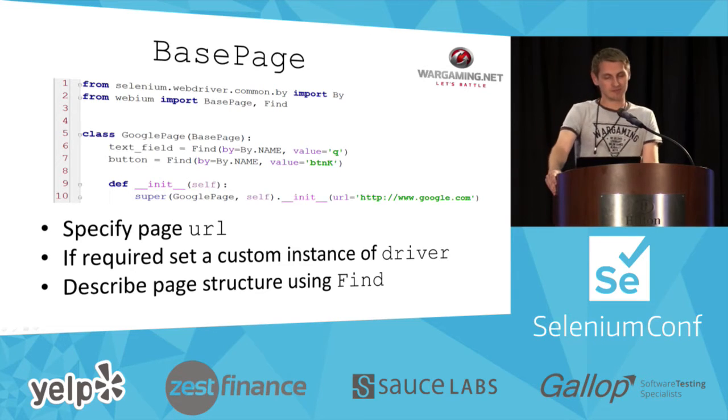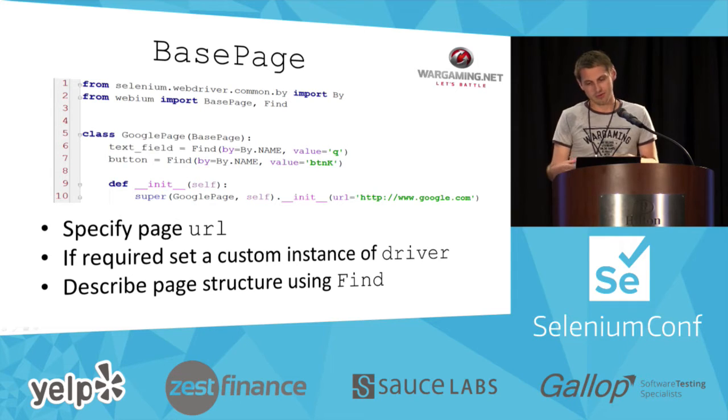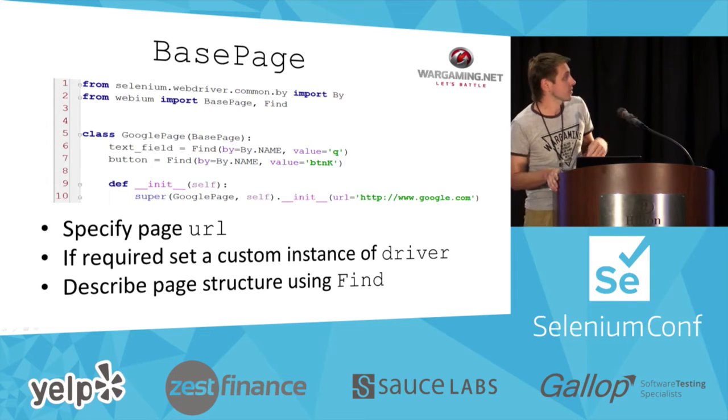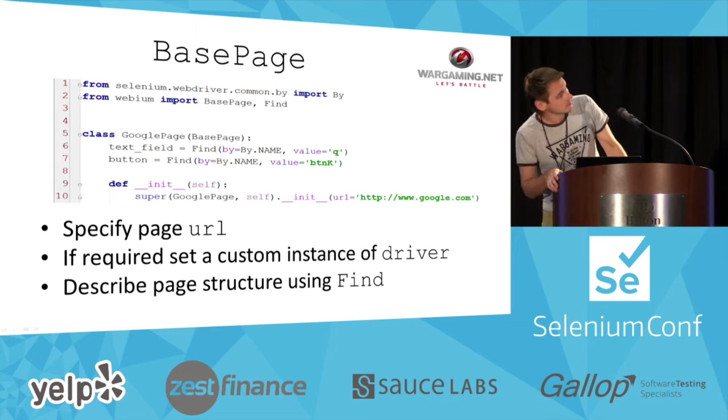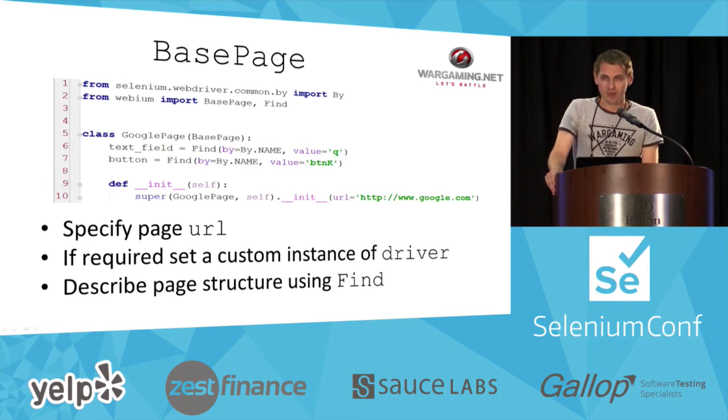Right? This name is derived from Java implementation. Basically, by using find, you describe how the page looks like. You just say, there's a Google page, it has certain elements with some names. So here, find and base page are from Webium. The rest is from Selenium API.